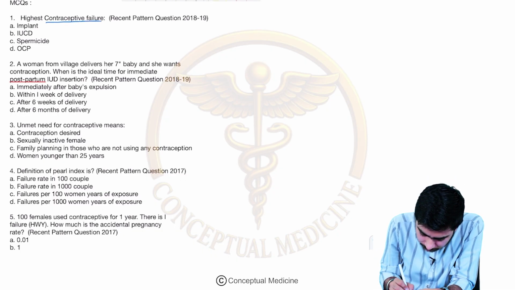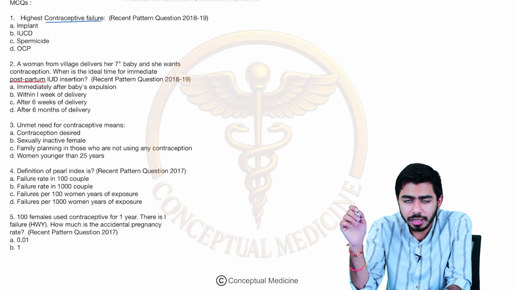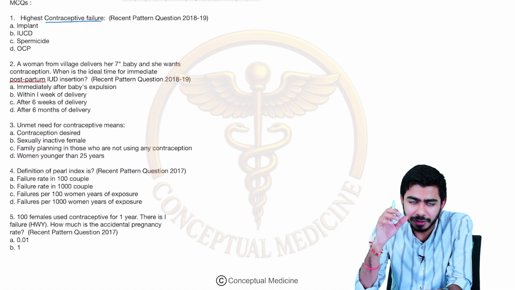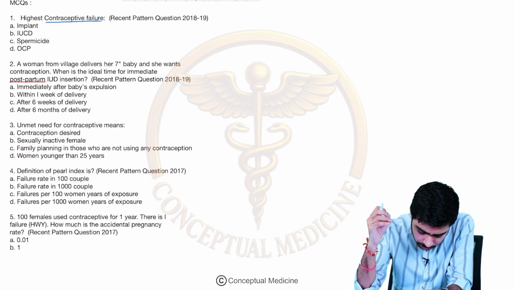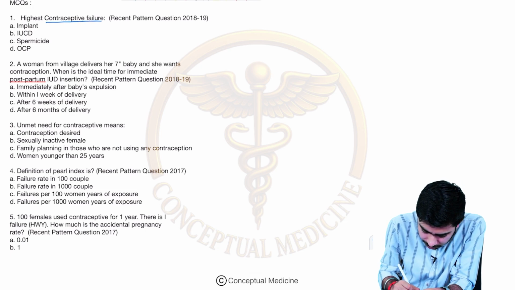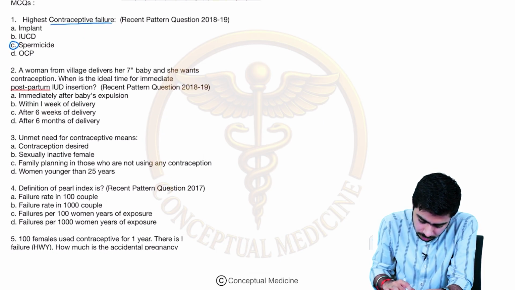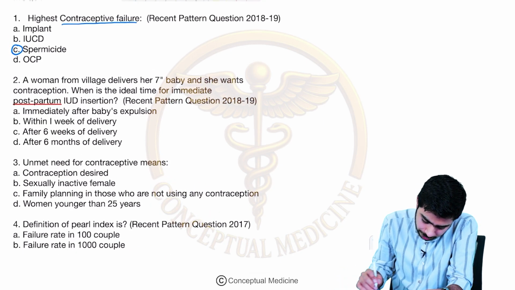Highest contraceptive failure is seen. I told you OCP is very nice as far as contraceptives are concerned. IUCD is having very good rates, having a very low failure rate. So over here, the spermicide is having the highest failure rate. So the answer over here should be the spermicide. Okay, right. Now let's move on to the next question.